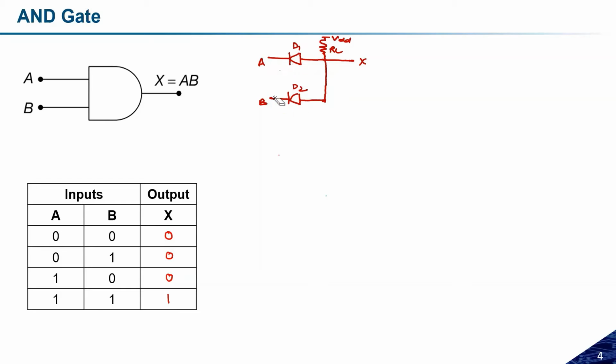In case A and B both are 1, this will be the off state, and this will be the off state. Now X will be VDD minus V into RL. So for the last case, which is 1, 1, I will get X equal to VDD minus VRL. For the other cases, we will get logic low. So this is how the equivalent circuit we can make based on the diode and resistance logic. This is what we call the diode resistance logic.